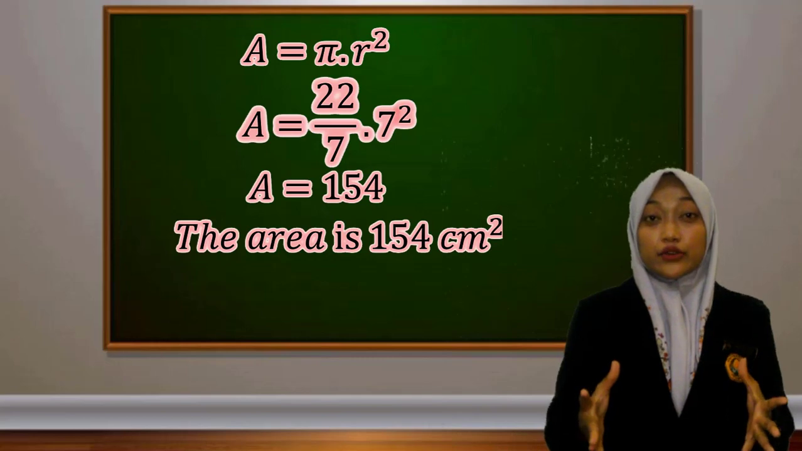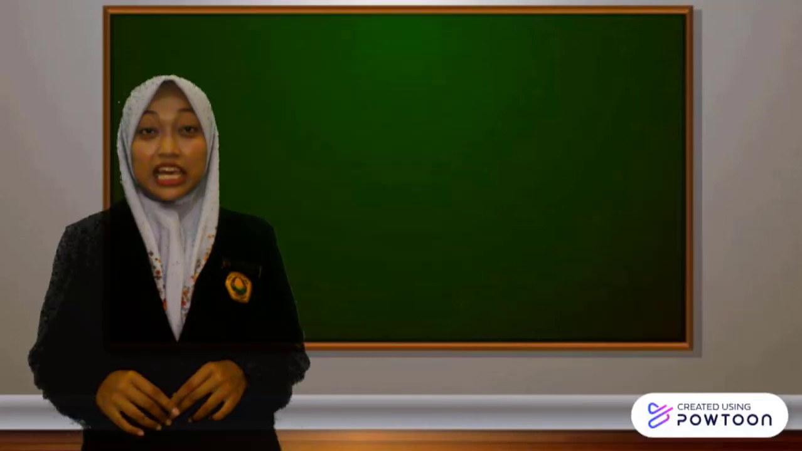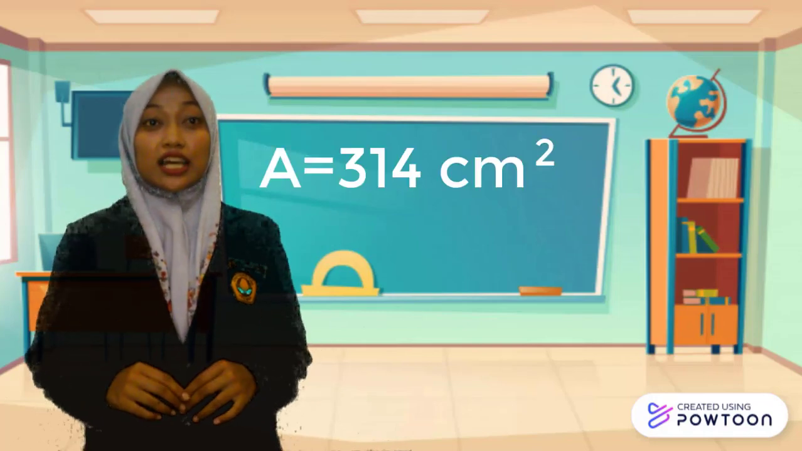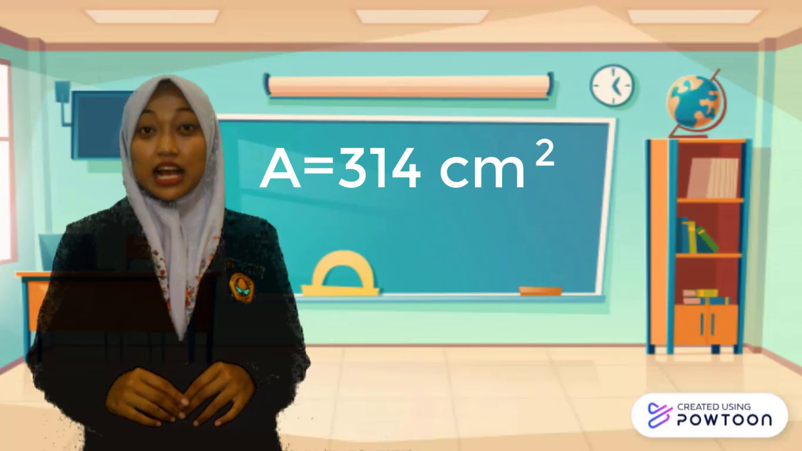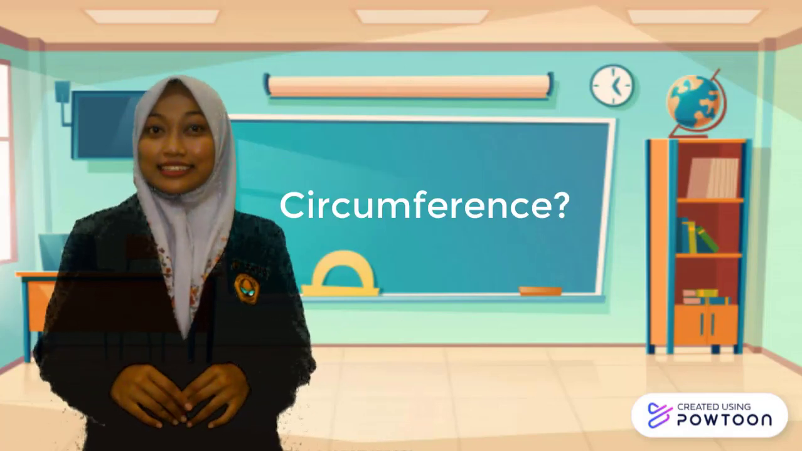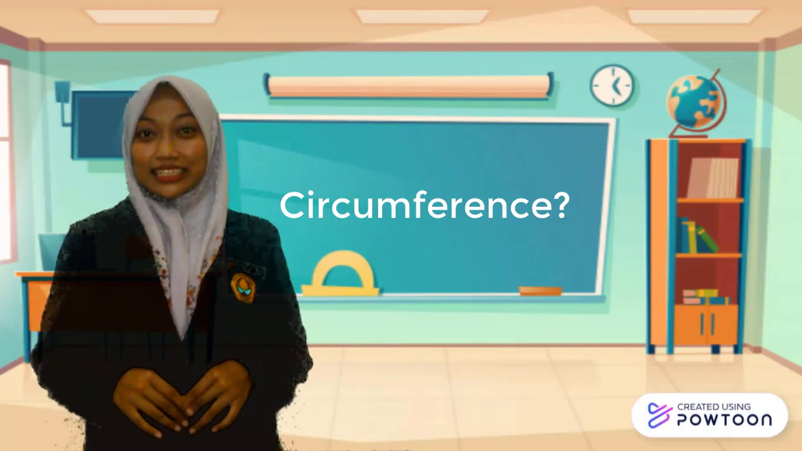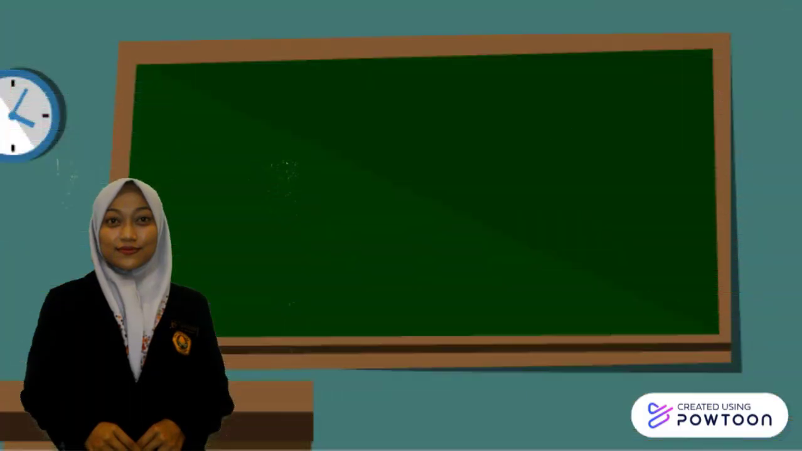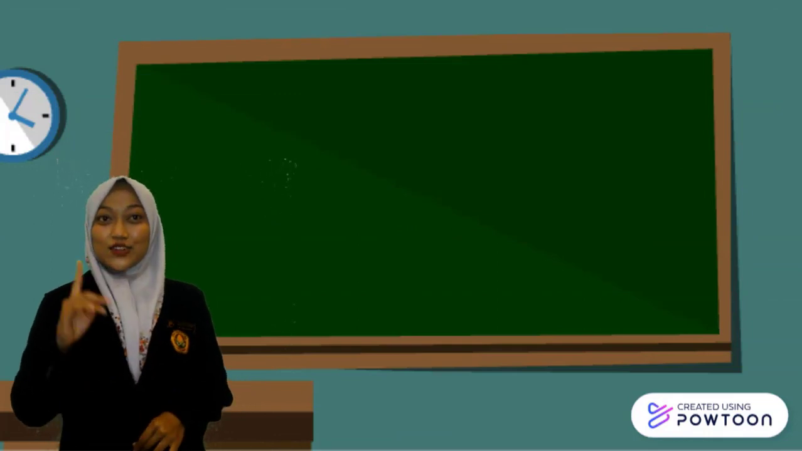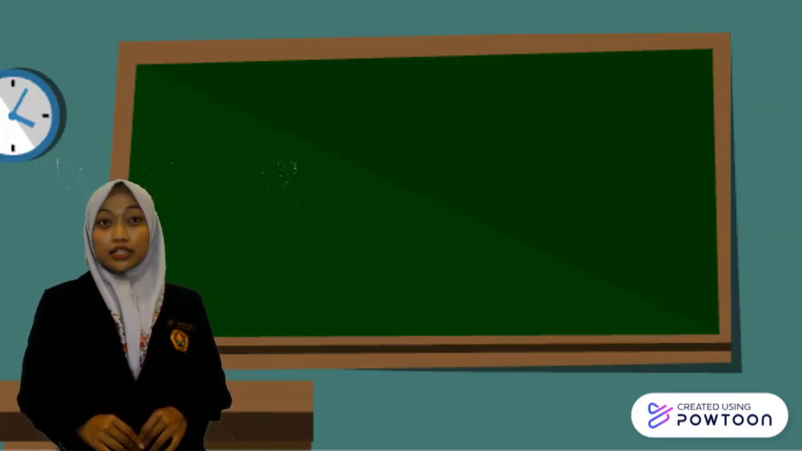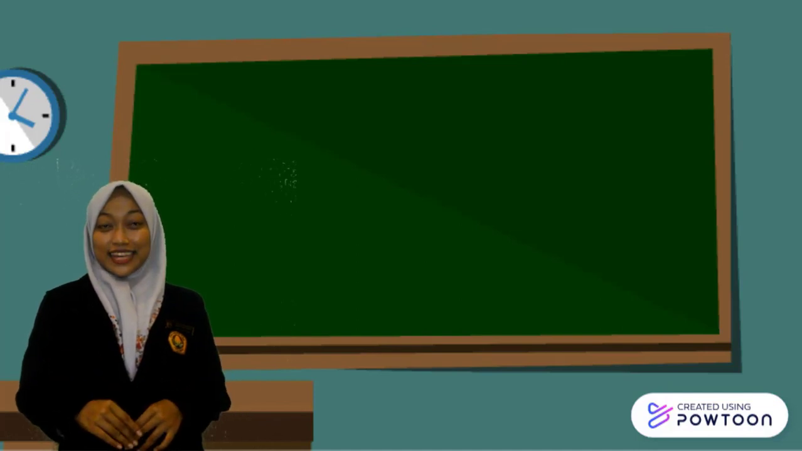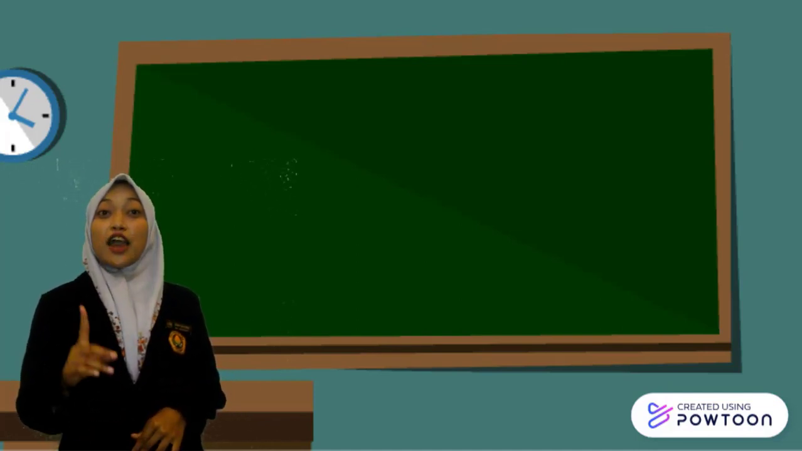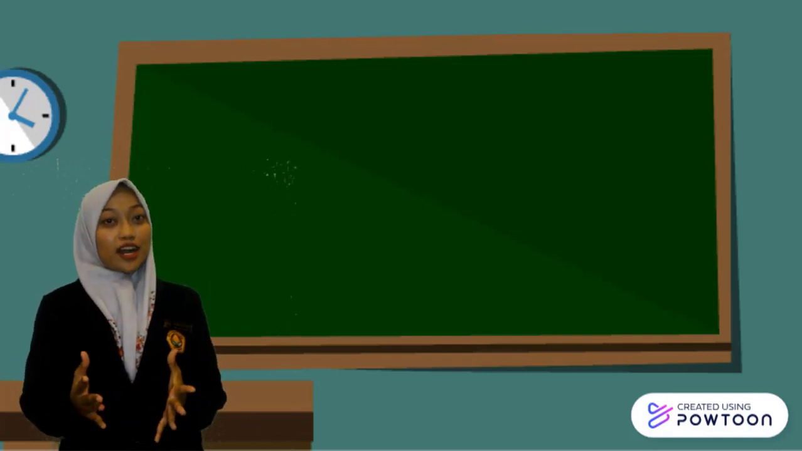Next, I will give you the last example. There is a circle where the area equals 314 centimeters squared. What is the circumference of the circle? What's your opinion? Do you have an idea to solve this problem? Okay, let's solve it together. First, we have to get the radius of the circle. But how do we do that? Let's check it out. You have to remember the formula of area.